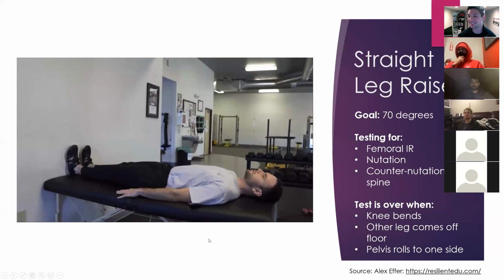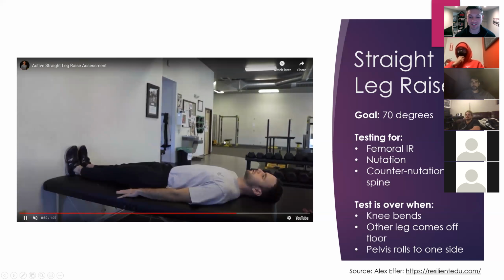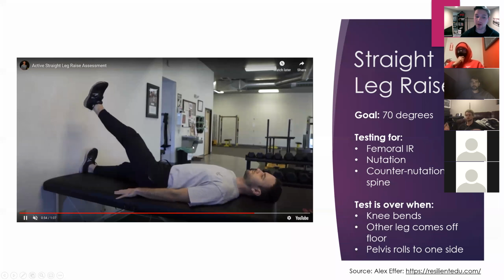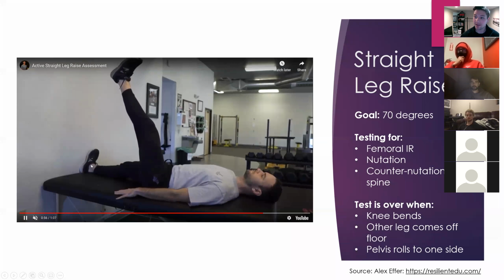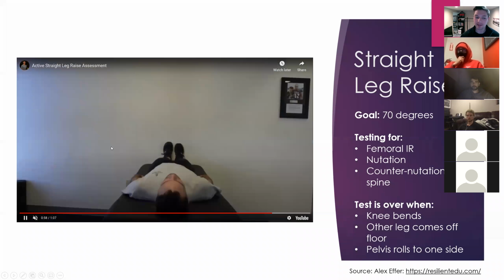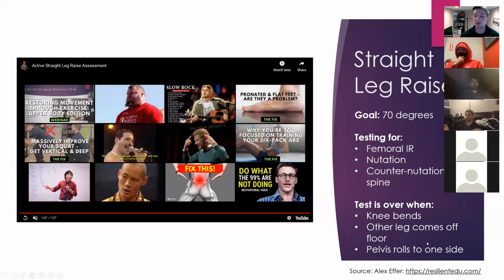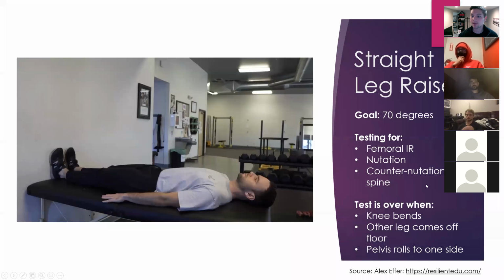Sometimes they'll kick it out to the side too. You see crazy stuff with these assessments. We tried to cover everything. That leg could also spray out to the side like that. They might lose it on the wall in an attempt to get that leg even higher, or they'll just bring it out to the side. And that's them trying to find internal rotation as well. So the test is going to be over when the knee bends, the other leg comes off the floor, or the pelvis rolls to one side.